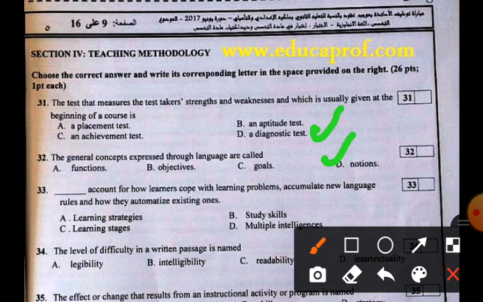Let's move to the 33 question. Account for how learners cope with learning problems, accumulate new language rules, and how they automatize existing ones: learning strategies, learning stages, study skills, multiple intelligence. So what do they mean here? How a student can accumulate between the information that they know and the information that they have learned. So they use learning strategies. A is the right answer here.